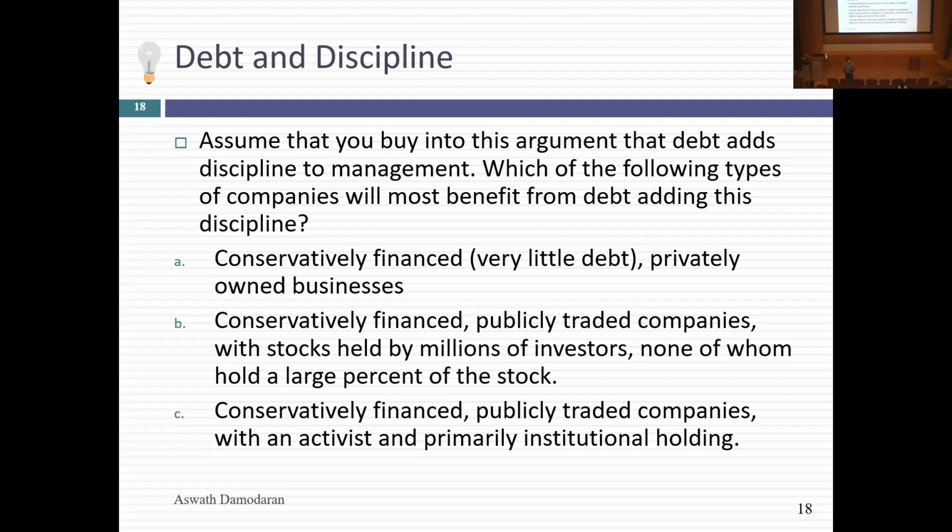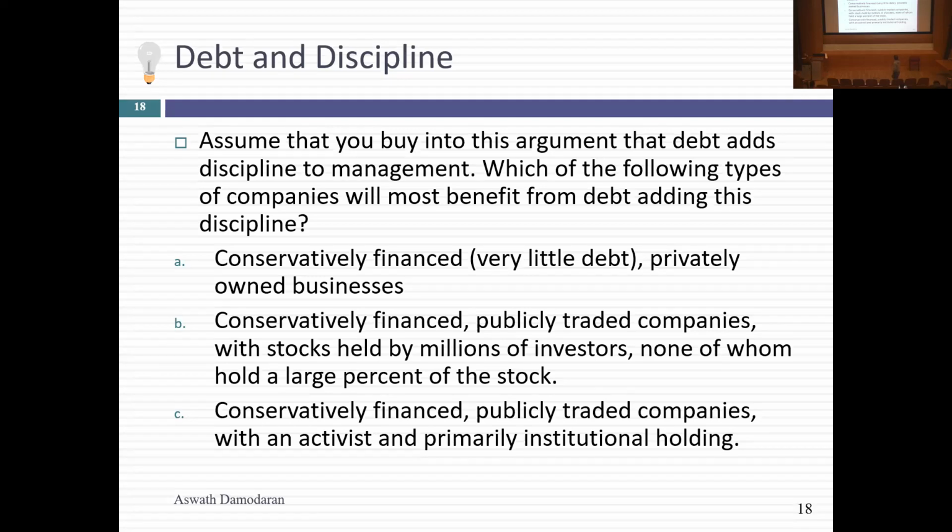Is the argument for added discipline a good one? If you need to borrow money to make yourself disciplined, it's your business. You have deeper problems that I can't solve. It doesn't make sense, right? So for privately owned companies, it's kind of absurd to argue you need to discipline yourself by borrowing money.